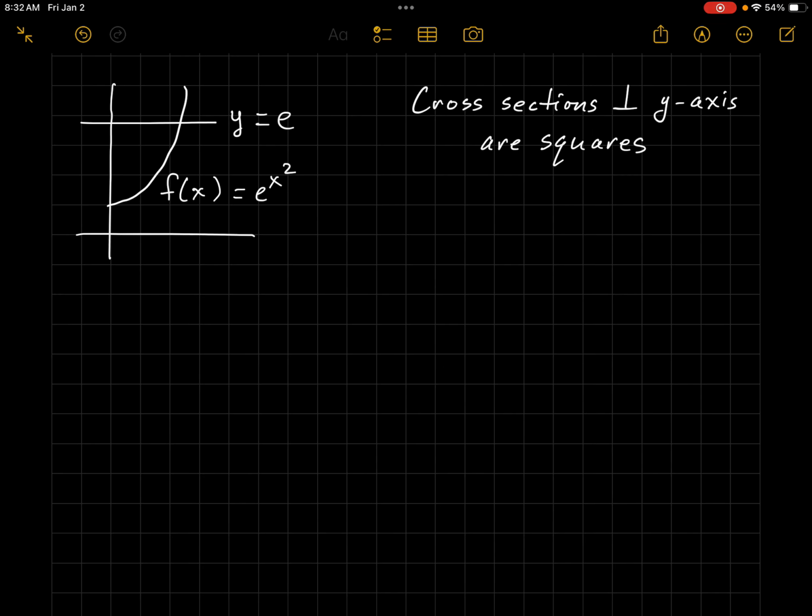So in this example, let's look at the region bounded by the y-axis, on the right by the graph of f of x equals e to the x squared, and above by the horizontal line y equals e. Cross sections, in this case, perpendicular to the y-axis. So let's draw a cross section with the width of dy. Coming out of your screen will be squares. So I know that the volume of one of these shapes will be b squared times dy.